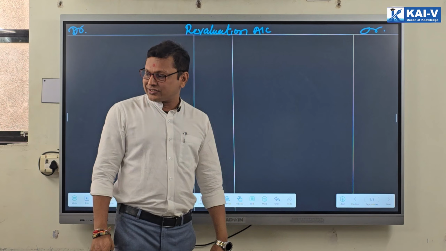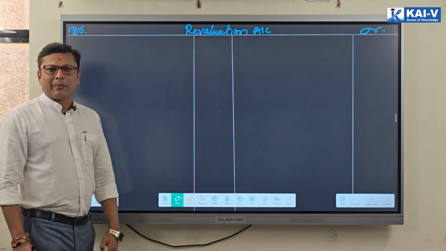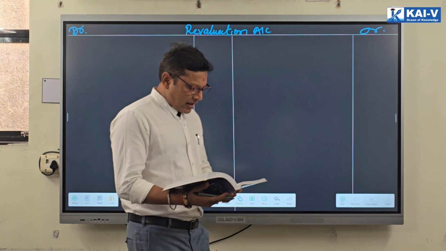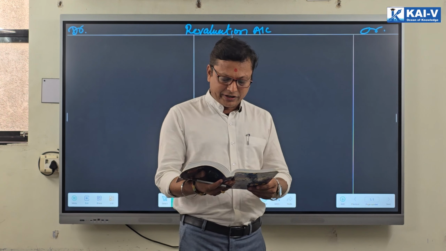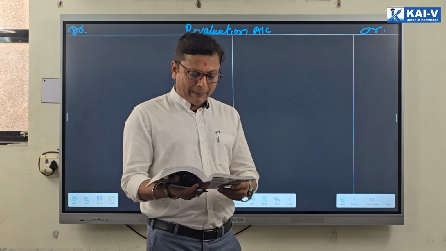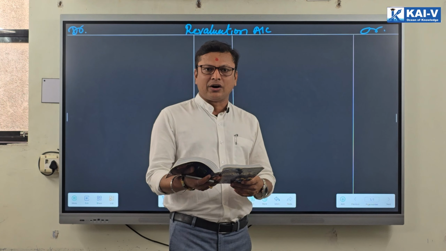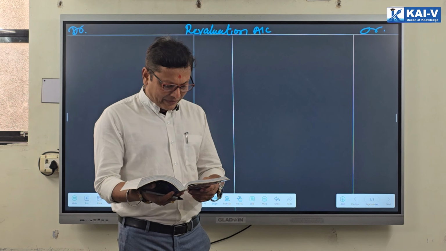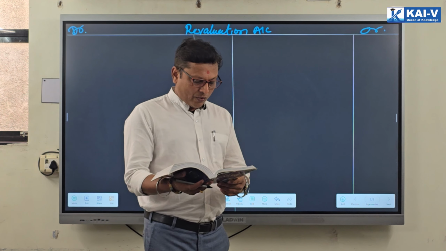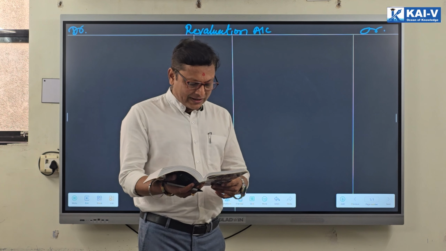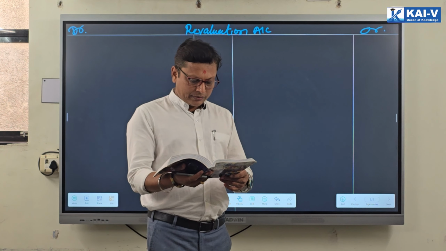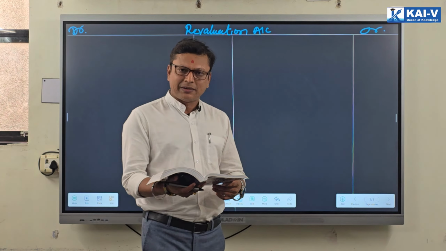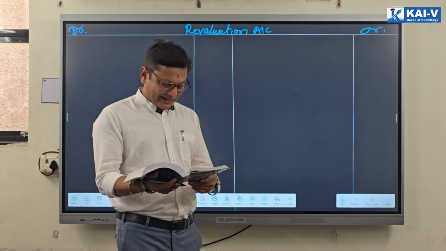Let's start with one of the illustrations of T.S. Grewal, illustration number 20. Anil, Manvi and Payal are partners sharing profit and loss in the ratio 5:3:2. The balance sheet is given for 31st March 2025. Capitals, general reserve, workmen's compensation reserve, sundry creditors, land and building, machinery, stock, bills receivable, sundry debtors, cash balance and bank balance are the items given in the balance sheet.